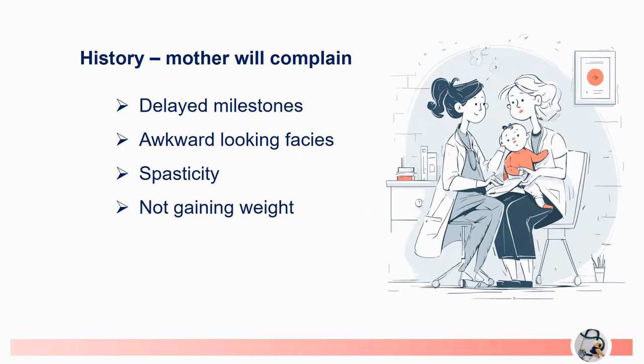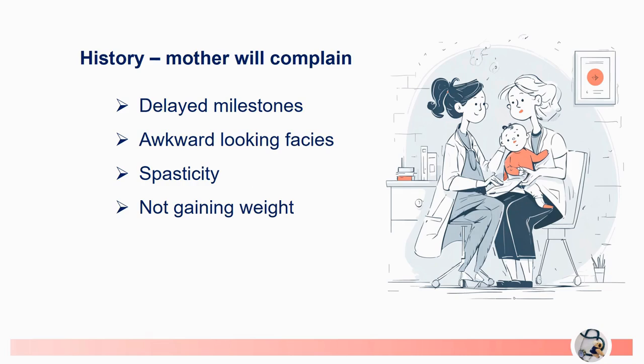Starting with the history. In the history, mother usually complains of delayed milestones. The child is not sitting, standing or walking till date. That will be the complaint. Another is they notice the awkward looking face of the child compared to her other children. And some others complain of spasticity of the child because the child gradually starts becoming spastic. And some say the child is not gaining weight because the child is having nutritional deficiency. And then another is they may have swallowing difficulties, so their nutrition status is poor, and sometimes the child is not using the parts of the body properly, so there is disuse atrophy. So these are the few complaints given by the mother in the history.